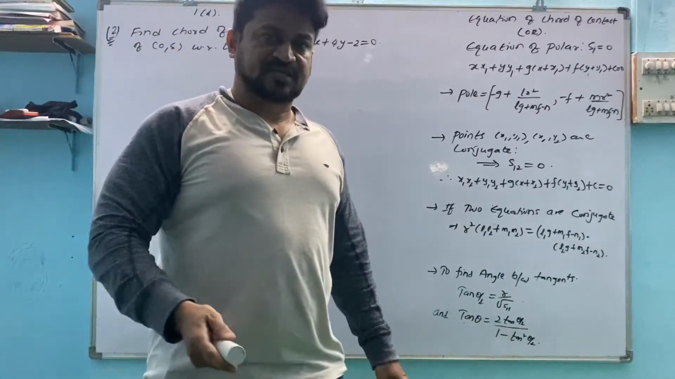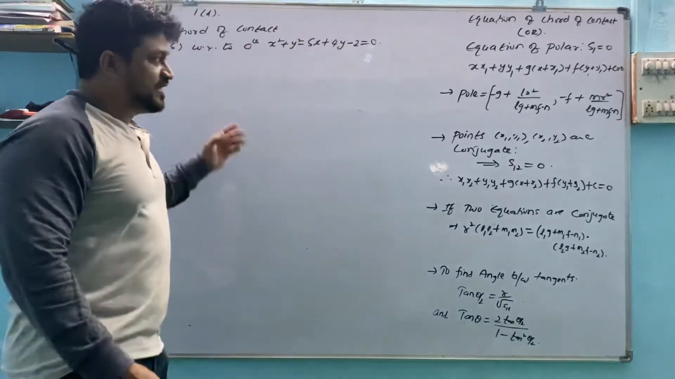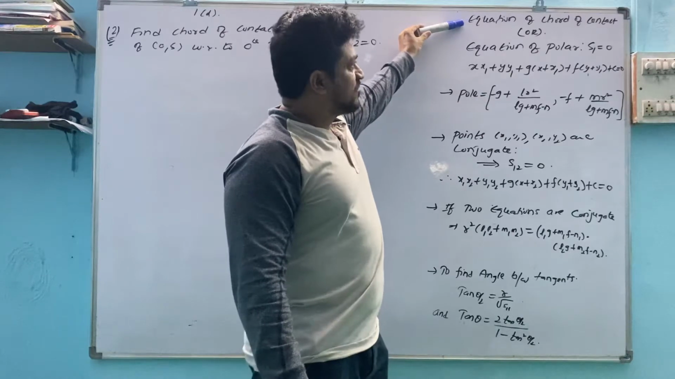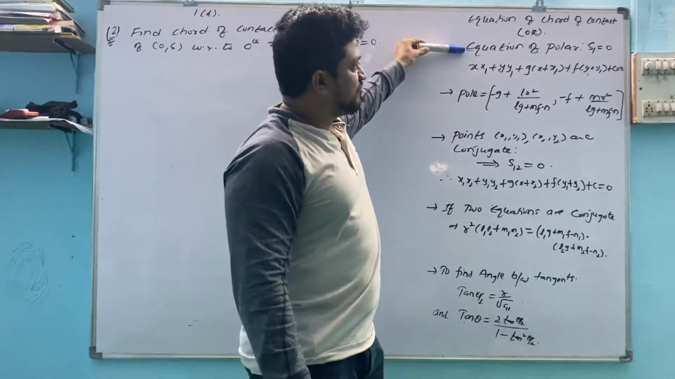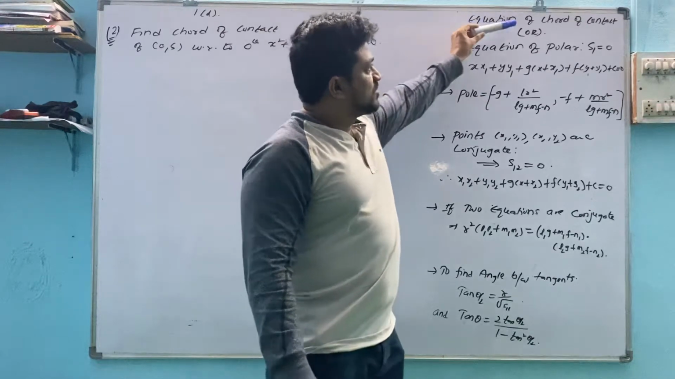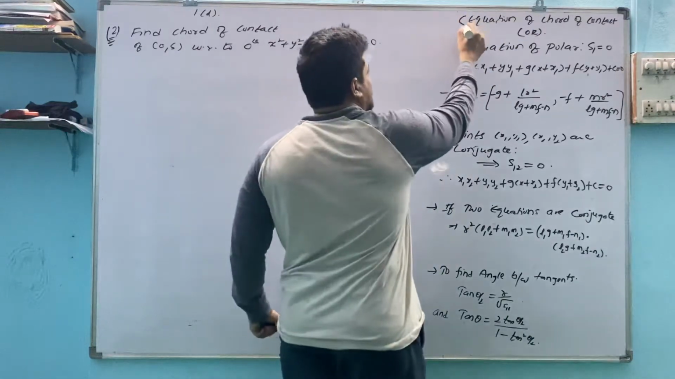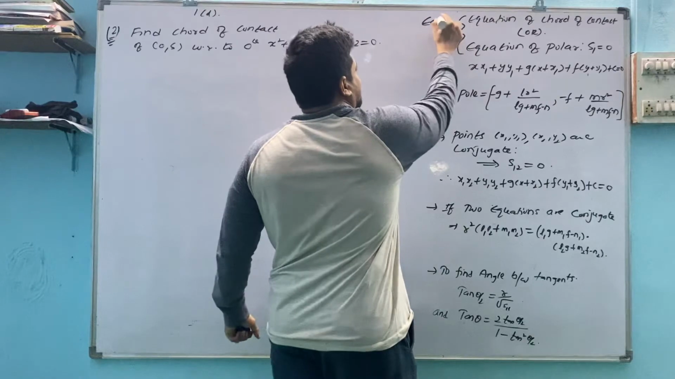1B and 1C exercises of circles. Now we are discussing 1D exercise. To learn that exercise, what you need to do is equation of chord of contact you need to know, equation of polar, equation of chord of contact, equation of polar, and one more equation of tangent.